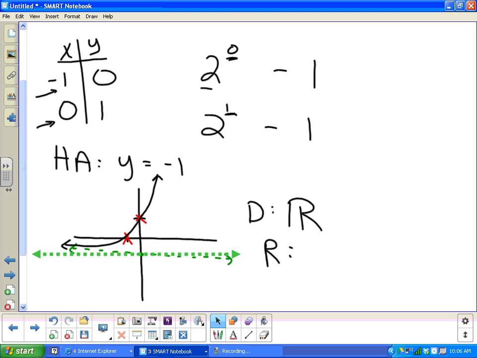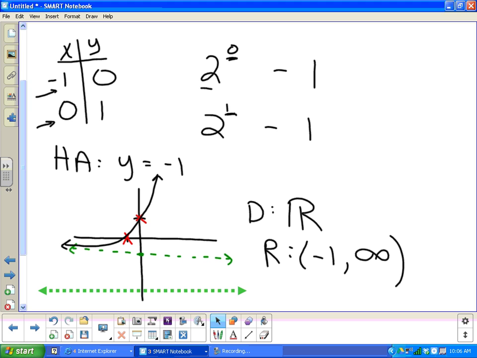Okay, so what is this value right here? -1. Now we don't actually include it. Okay. So how do we account for the fact that we're not touching -1? Yeah, parentheses. So -1 to infinity.